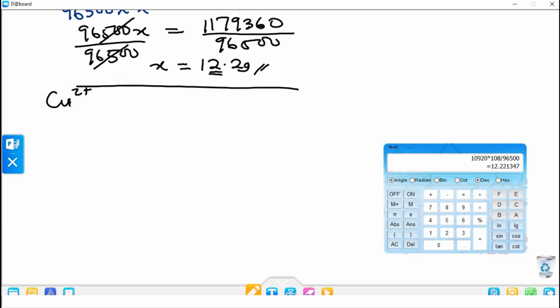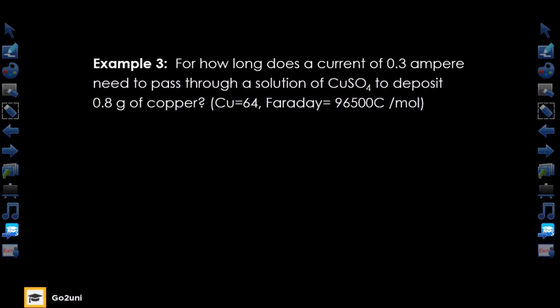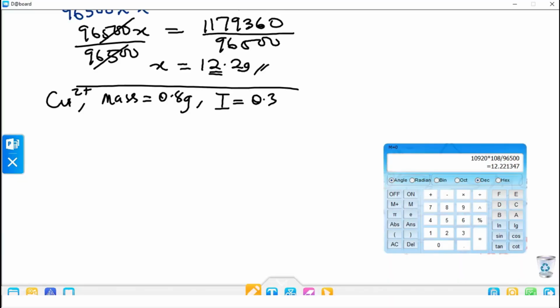So let's leave it at that. Now we have been given the mass. The mass of copper that was deposited at the cathode was 0.8 grams, and we are told that the current is 0.3 amperes, and we are told to calculate the time it took for this 0.8 grams of copper to be deposited. We have to calculate the time. So what do we need to do?